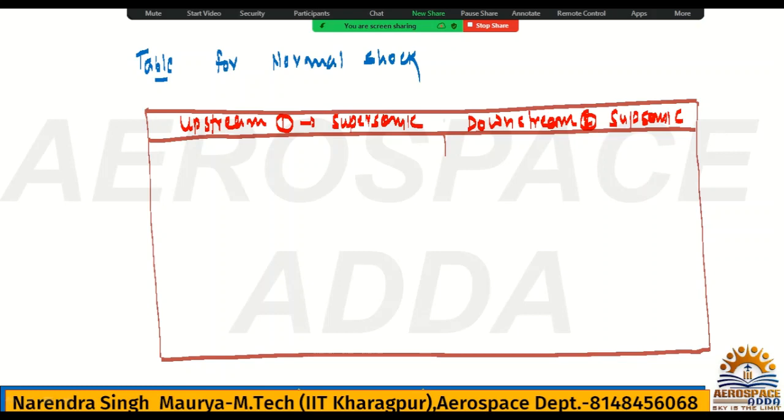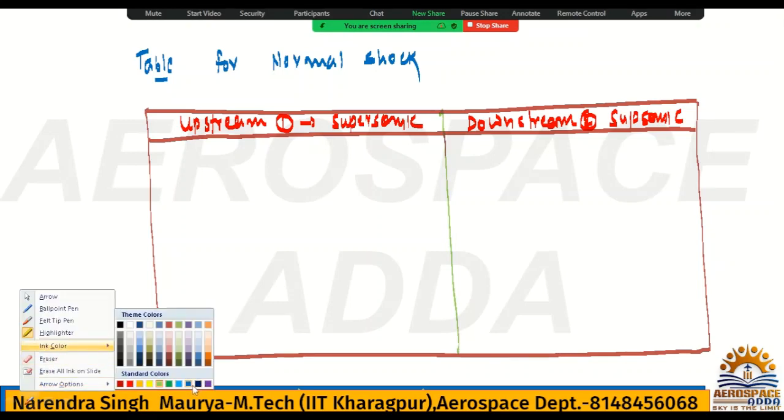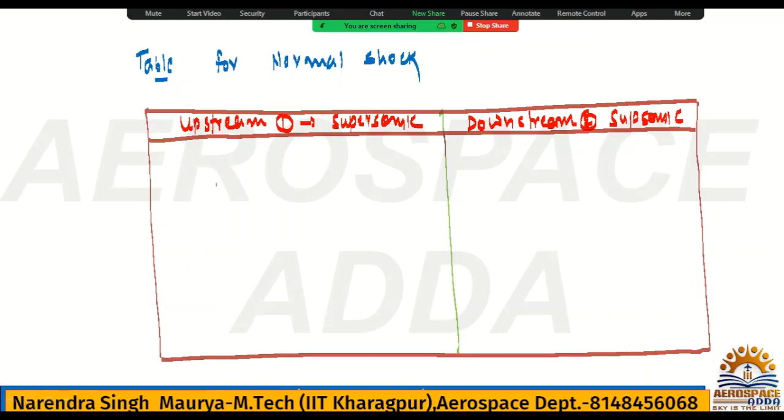Now check here the properties. First I will show the thermodynamic properties. We start from Mach number, M1, which is ahead of the shock, and M2 is behind the shock. Flow velocity will be V1 ahead of the shock, V2 behind the shock. Then we will have pressure P1 ahead of the shock, then temperature and density ahead of the shock. And then pressure, temperature, density, and entropy S1. Then total temperature T01 and total pressure P01, which are ahead of the shock.